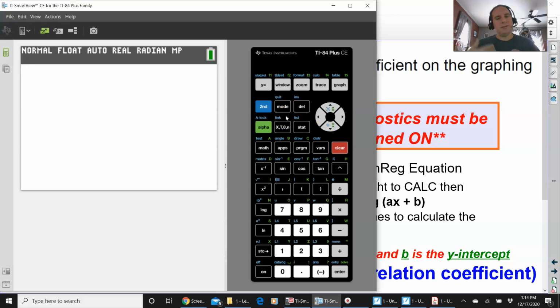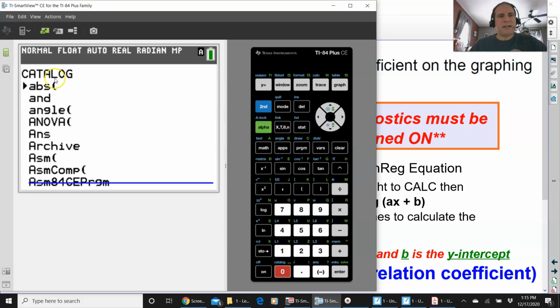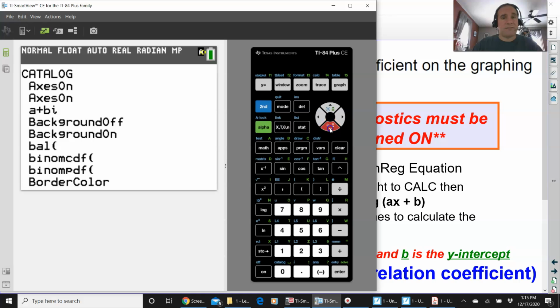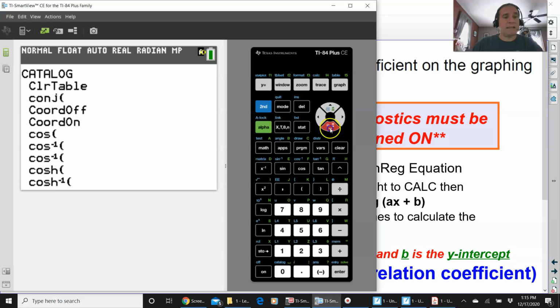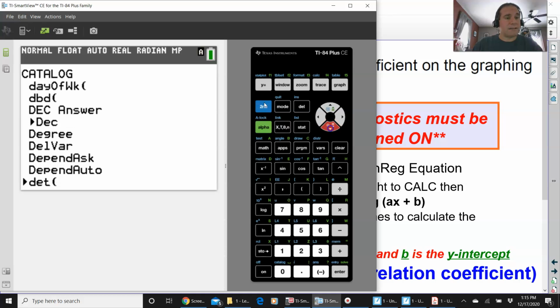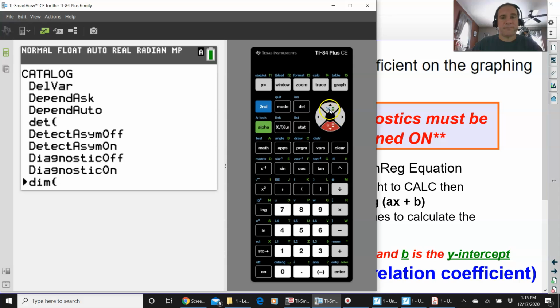The other way to do it is through the catalog. If you press second function and catalog, you see this catalog comes up on your screen. Now you could press down, and you just keep on going down until the D diagnostics comes up. So if you have this right here, go down to D, and I don't see it yet, and this goes on forever, and diagnostics, there it is.